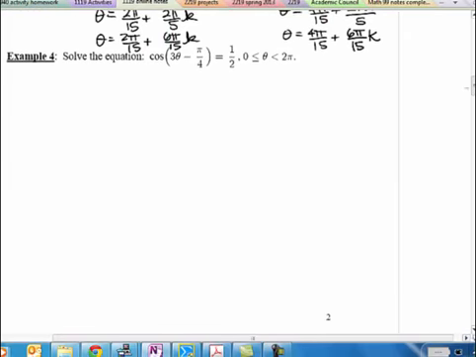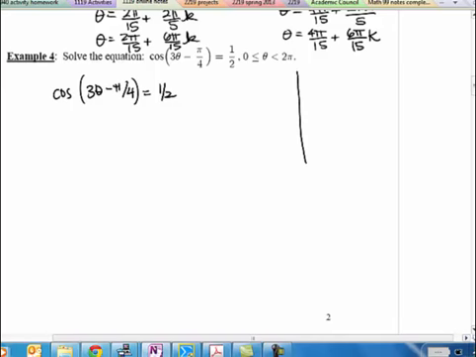Example 4 is similar. It's just that now instead of just a 3 theta, we actually have a shift, 3 theta minus pi over 4. But we'll do the same thing. We're just going to say, all right, cosine of all this stuff, I don't care how complicated it is, is supposed to be a half.